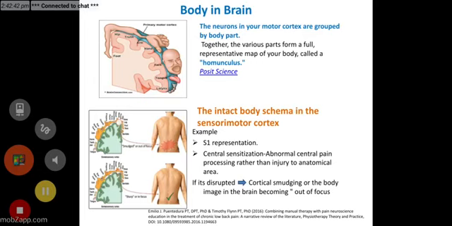Now, there is abnormal central pain processing rather than an injury to an anatomical area. If there is no injury, but there is something wrong with the perception or processing of pain in the sensory motor cortex, the patient still feels pain, but there is no injury. If this gets disturbed, it is called cortical smudging, and the brain becomes out of focus. That can cause a perception of pain when there is no injury, and it tells us that pain is dependent on many factors. Tissue injury is not necessary.